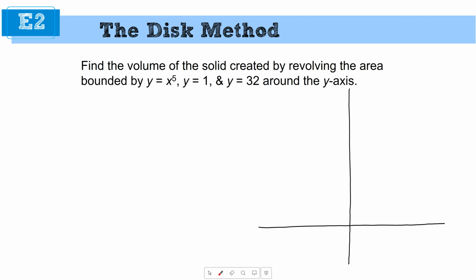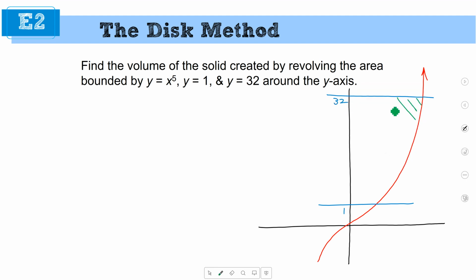So theoretically, you should know what x to the 5th looks like, right? Because it's just like x cubed, but a little bit different. What do the lines y equals 1 and y equals 32 look like? Horizontal. Yeah, straight horizontal lines, correct. So we get this. And I'd like to spin that around the y-axis.